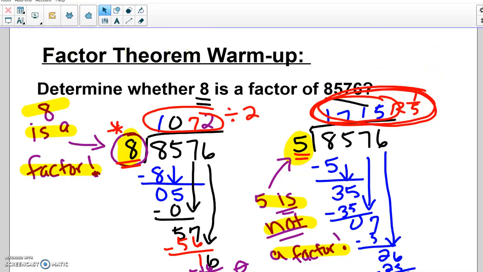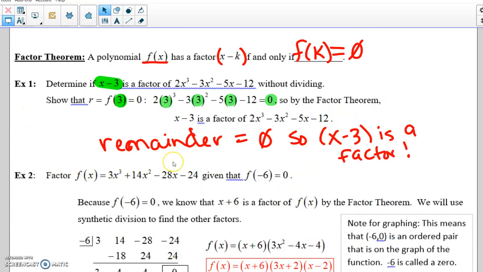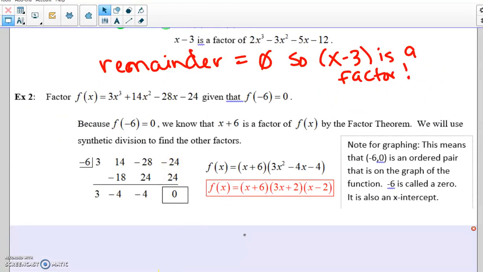So again, we're looking for only the factors. That's what this theorem does. It tells us we know when we have a factor because we'll have an answer that equals 0, which happens to be a remainder of 0, which means it's a factor. And then we know we're on the right track to use that to keep breaking it down.